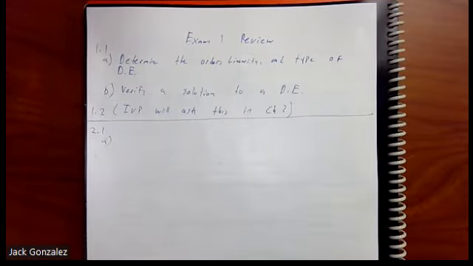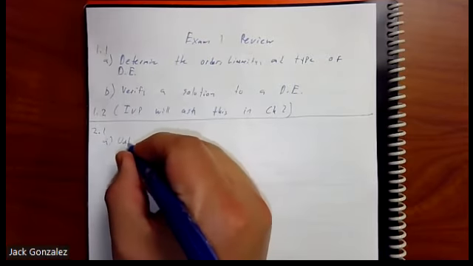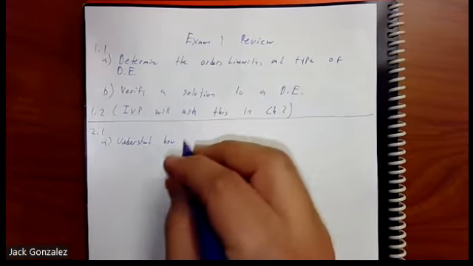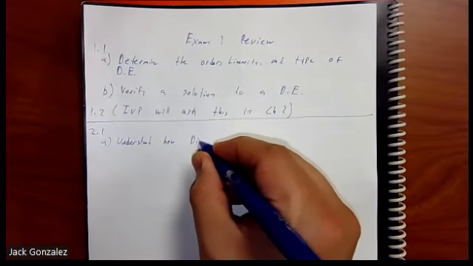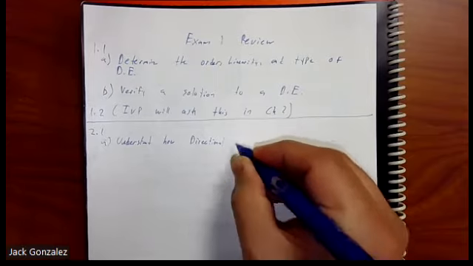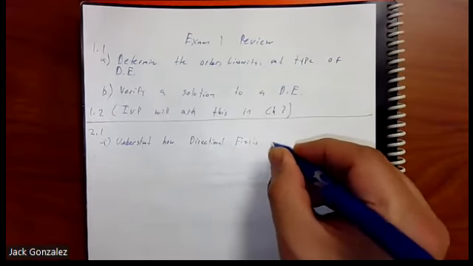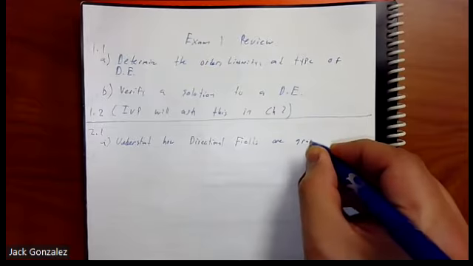For 2.1, I don't think I'm going to ask much at all. I think it's some good theory, but I don't think it needs to be tested on. I would just say, just to be safe, understand how directional fields are graphed. That's about it.